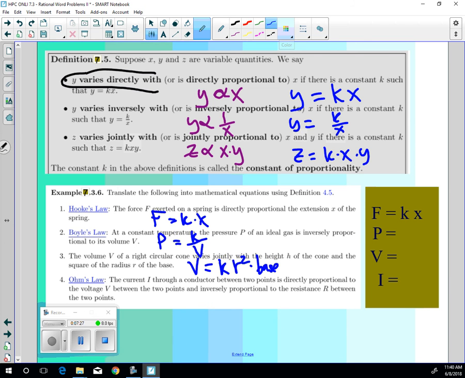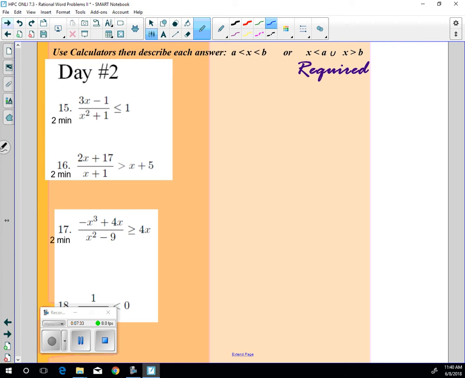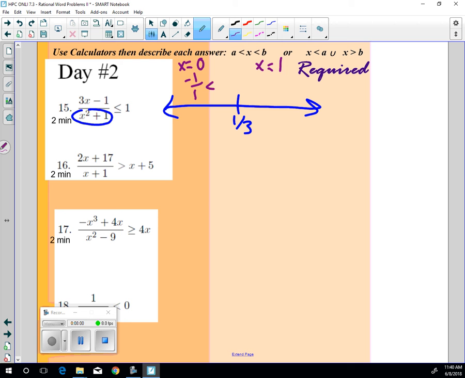I'll let you do this one on your own. You're going to do some more of these inequalities. Don't forget, make your line, find your zeros. This one has no vertical asymptotes, but it does have a 0 at 1/3. So you're going to have 2 regions to test, x equal to 0 and x equal to 1. When you put in a 0, you get negative 1 over 1. Is that less than or equal to 1? Yes, it is. So these look good.